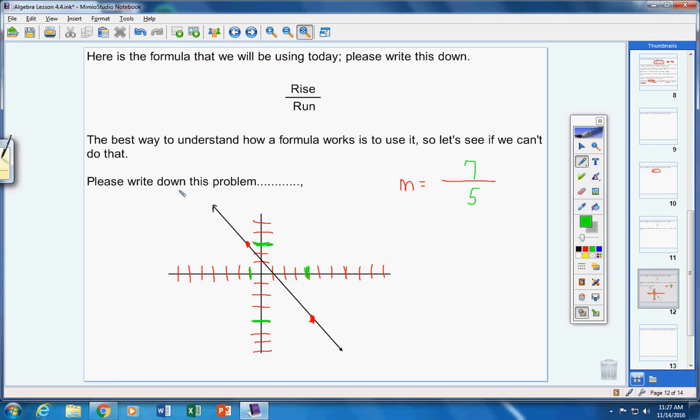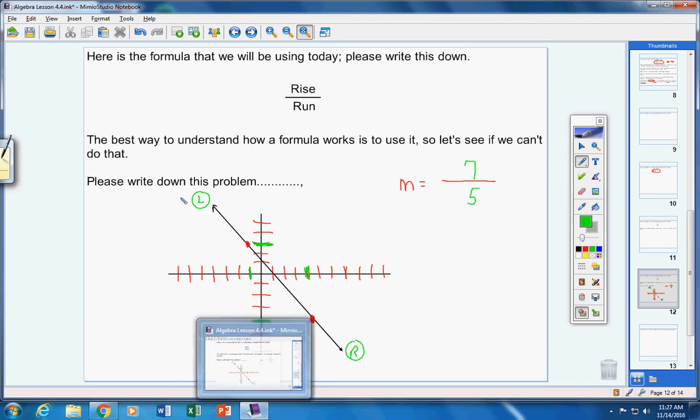Now I have a question for you. Don't ever forget to check the sign. Going from left to right, the line is sloping downward. Okay? Going from left to right, it's sloping downward, so your slope is negative. Okay? So there's your answer.